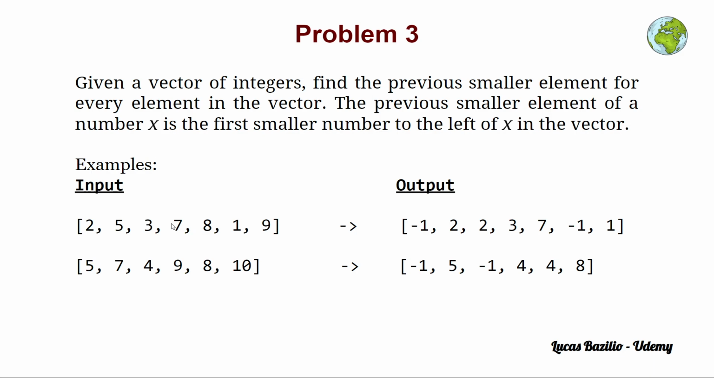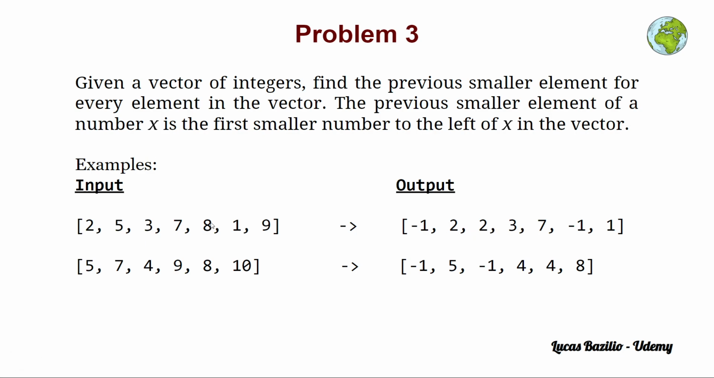We now are at 7, and we keep going to the left, and we find that the first smaller element to 7 is 3. Keep in mind that all these 3 elements, 2, 5, and 3, are smaller than 7, but we need to pick the first one, right? So we pick 3. That's why here we print 3.